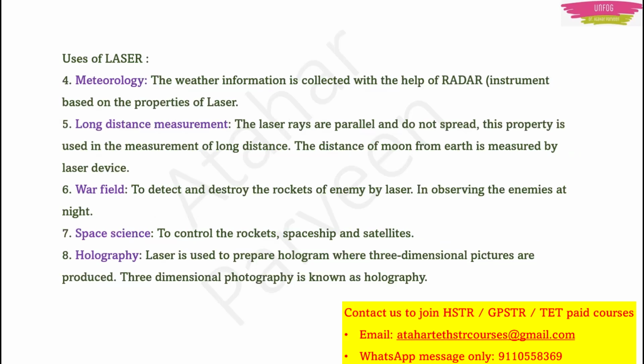Next use is in meteorology. It is used for gathering weather information with the help of radar. Radar is an instrument based on the properties of laser only. Then they can also measure long distances because it can travel long distances. So they can even measure the distance of the moon from earth by using this laser device. Then it is used in the war field to detect and destroy the rockets of the enemy, and you can observe the enemies at night also using this laser. And of course it is used in space sciences to control rockets, spaceships and satellites.